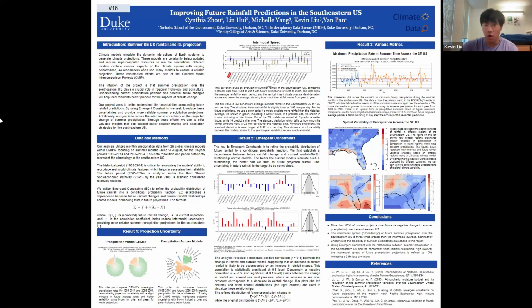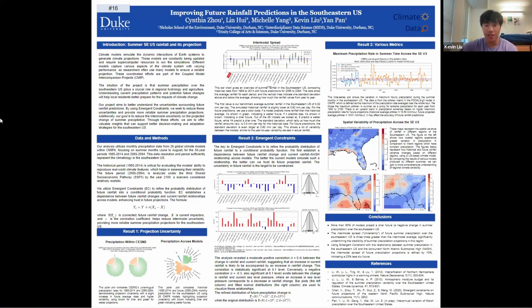All in all, our ultimate goal was to refine the accuracy of rainfall predictions in the Southeast United States, and we did this through the analysis of 26 different global climate models, which spanned over 2 decades. Our main methodology was harnessing emergent constraints to enhance the future climate scenarios and to address challenges posed by climate uncertainties. In conclusion, we found that over 60% of the models analyzed projected a decrease in summer precipitation, which highlights potentially drier summers.